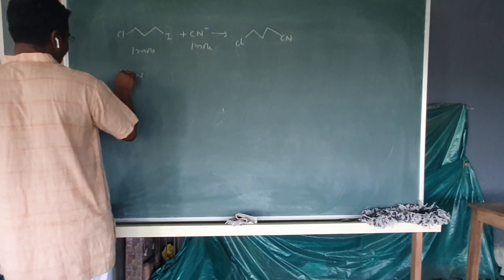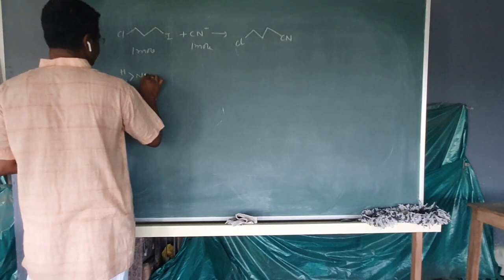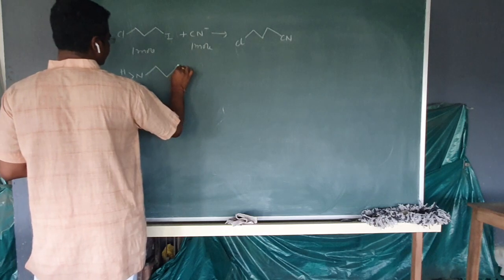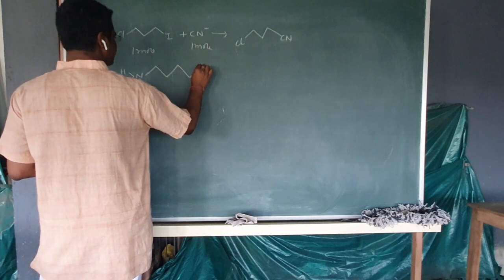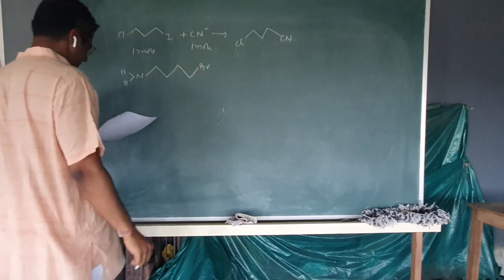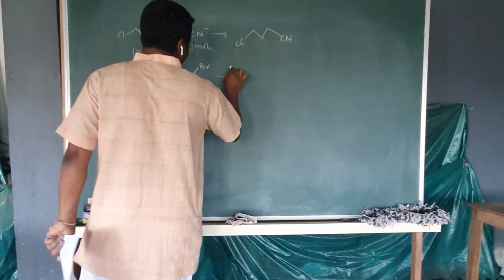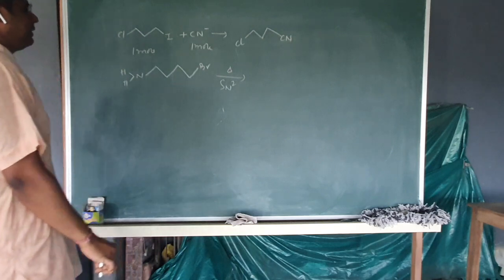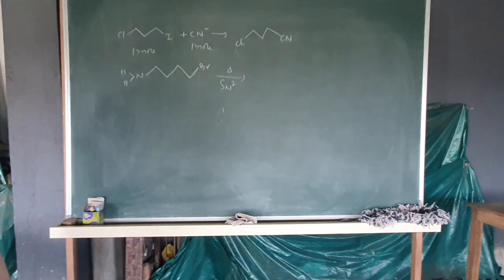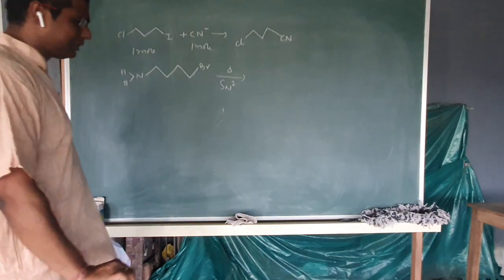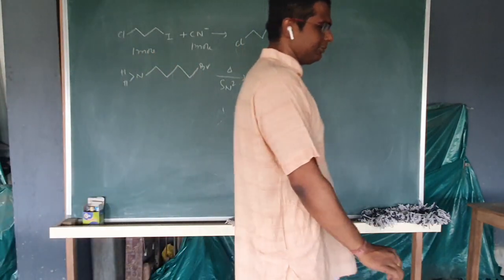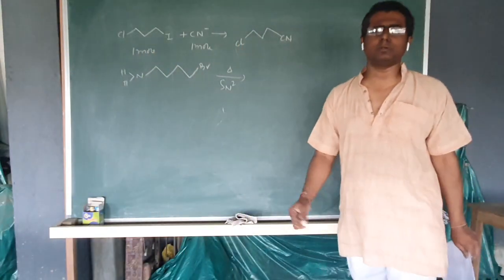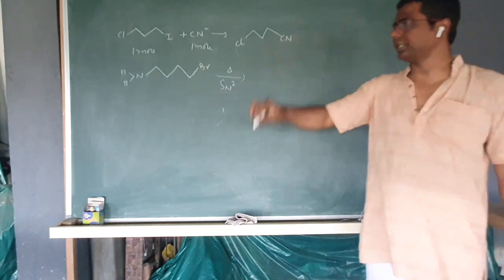NH2. After this, 1 2 3 4 5. The hint has been given here that it will be SN2, which is already given to you. So in this case, there is no SN1, it's only SN2. It has been said to you, so it is an SN2 reaction. So you have to go by SN2. Don't think about carbocation at all.